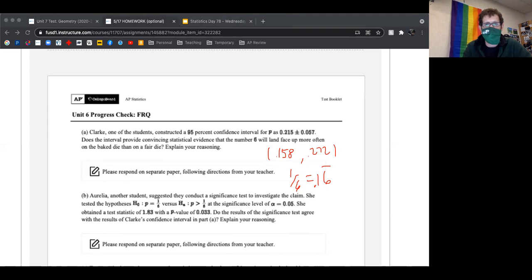No, it does not. And why not? Because 1/6 falls in the middle. Perfect. That's exactly right. When we look at the interval, 0.16 is part of it, so it could land exactly as often as we'd expect. This could have just been a random fluke in how it was rolled.